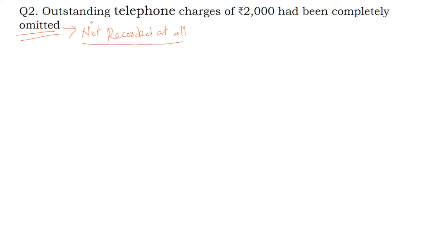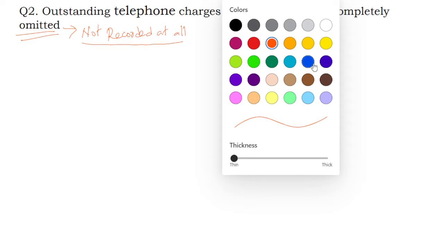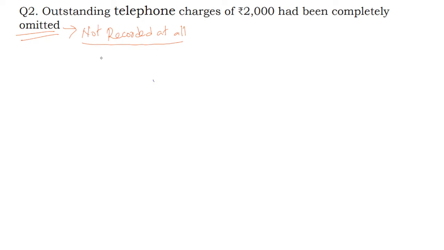So first, outstanding telephone charges. What do outstanding telephone charges mean? It means this amount is outstanding. So how to record this journal entry? First, we have to understand the telephone charges. It is an expense, so we will debit the telephone charges. Outstanding telephone charges is what? It is also telephone charge.